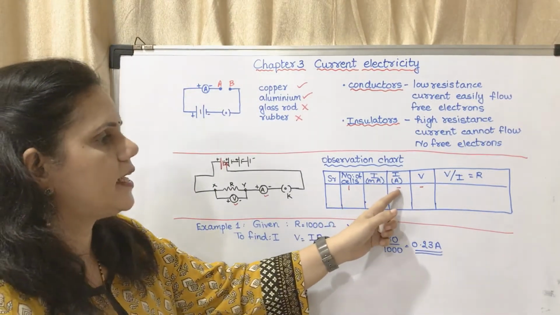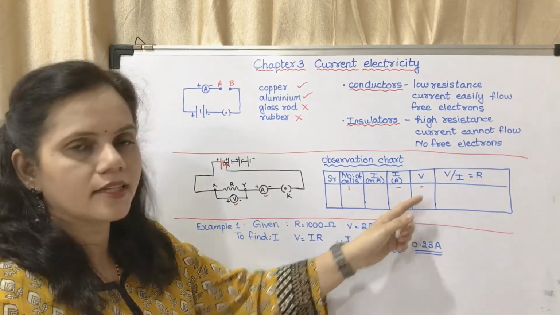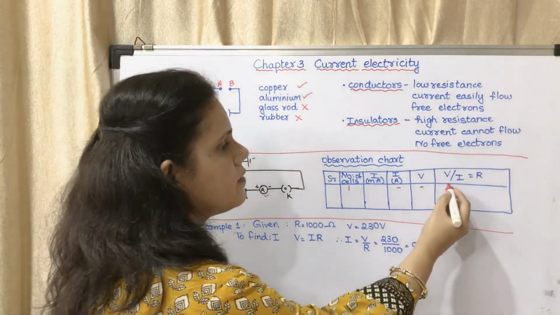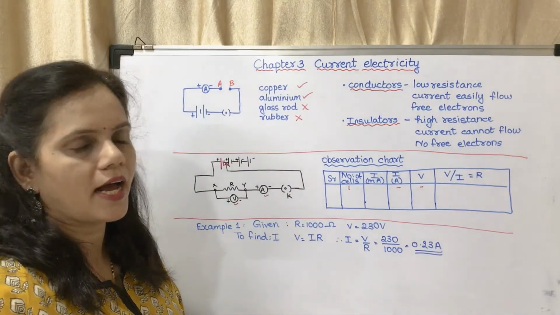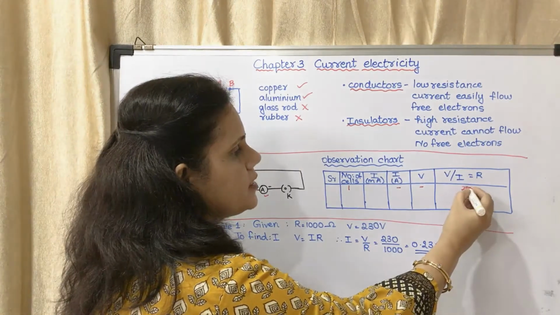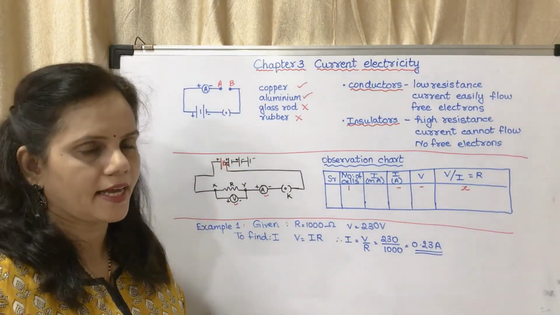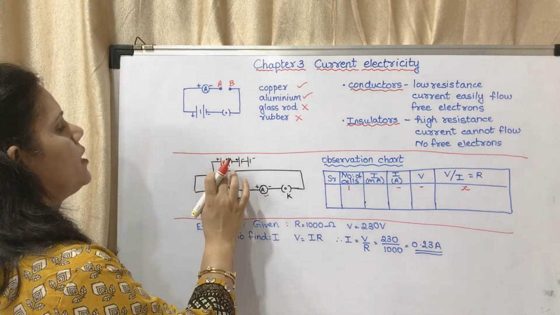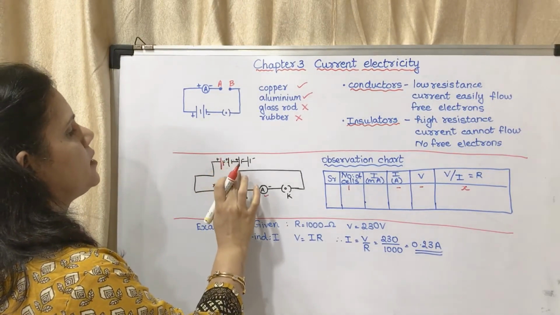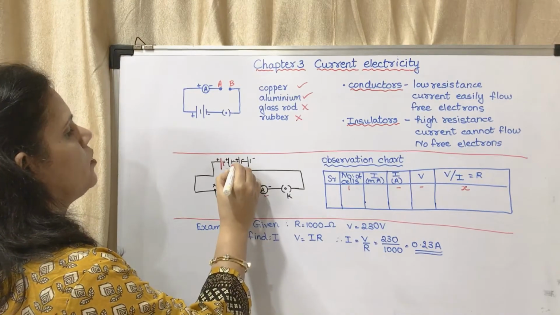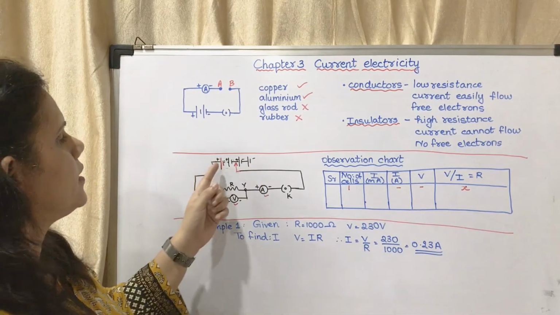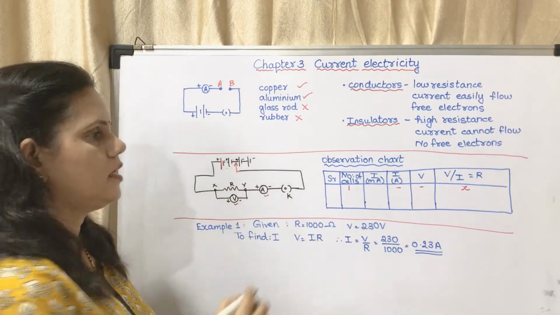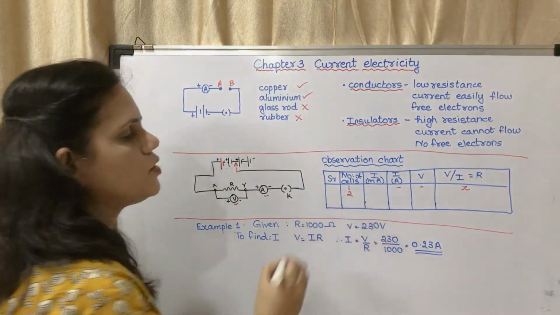So you have to take the value of I, take the value of V, and calculate V upon I. You will get a value, consider it as X. Now you have to connect one more cell. That means you connect this here. If you connect here, then 2 cells are connected, so the number of cells becomes 2.